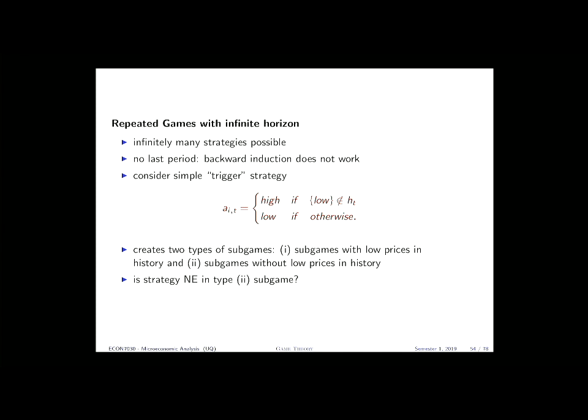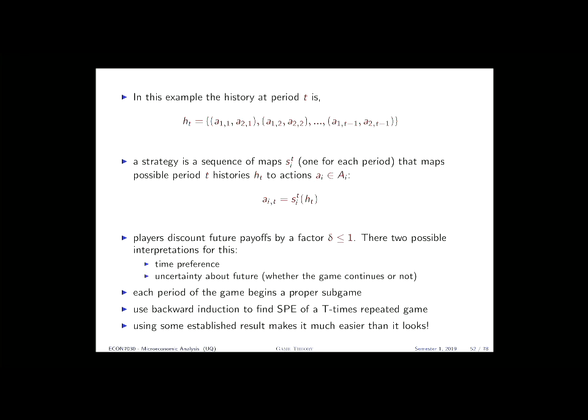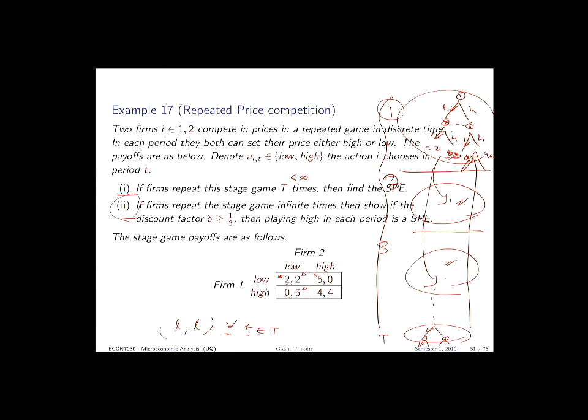But suppose I'm trying to do the following. Suppose firms know that if they cooperate forever, they'll all be better off. Looking at the example, you know that 4 is larger than 2, 2. So what they do is as follows. They say, okay, let's play high as long as the other firm plays high in all previous histories. Otherwise, we go low.